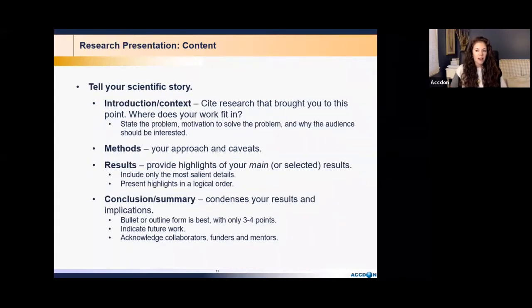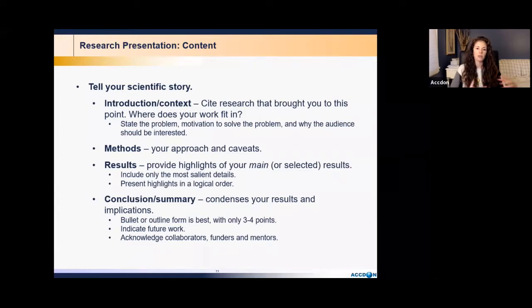And if you have done any research into preparing for a talk, you've probably heard the phrase that a talk should tell a scientific story, or it should follow a story arc. And this is true. You may have 12 to 15 minutes for a conference presentation, and within that time, you want to provide this story arc for your audience, and it will be a succinct story. So there are 4 main sections that you should make sure to include in every talk that you give. The first part is the introduction or the context.